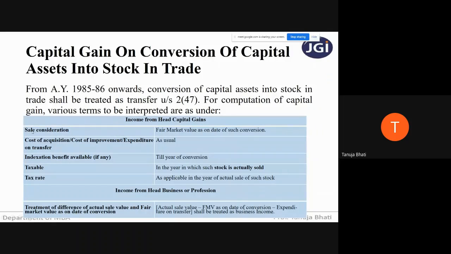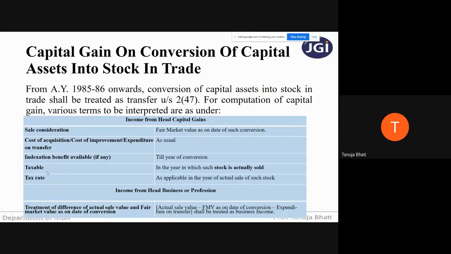Now, what is the sale consideration you're going to take in such a scenario? Take the fair market value as on the date of conversion. When you are converting, whatever the fair market value is, that will be your sale consideration. In case of cost of acquisition, cost of improvement and expenditure on transfer, it is going to be as usual. As usual means normally whatever we follow, it is going to be that. Next, indexation benefit will be available only up to the year of conversion, not up to the year that you're selling the stock. It is going to be available only till the year of conversion. Means the year that you're converting the capital asset into stock in trade, up to that year.